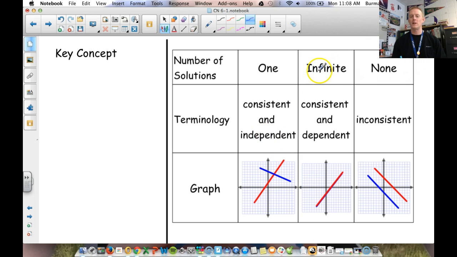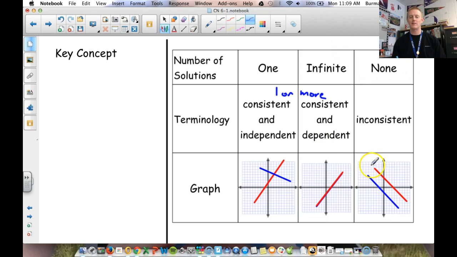For an infinite number of solutions, we have a consistent graph, and it's dependent. Consistent means that we're going to have one or more solutions, and independent means that there's only one. Dependent means that it's going to be the exact same line.